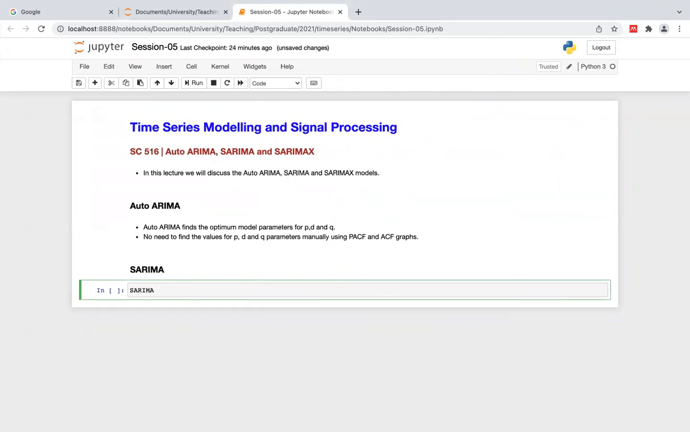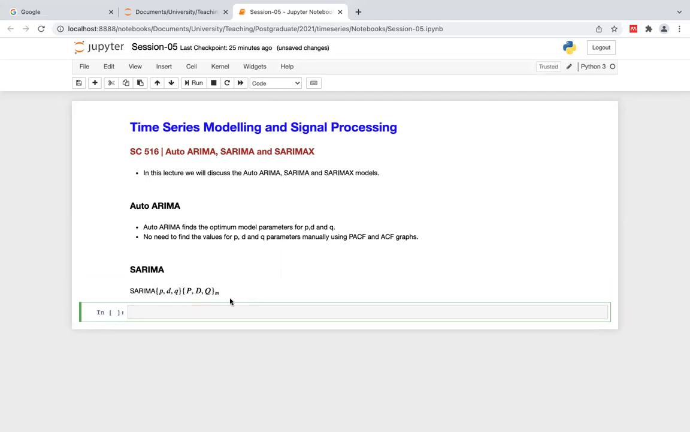SARIMA, if I use some text, it could be like, P D, sorry, P D and what else, P D Q, as well as uppercase P, uppercase D, uppercase Q, and there is another parameter called M. This is how we represent the SARIMA model.